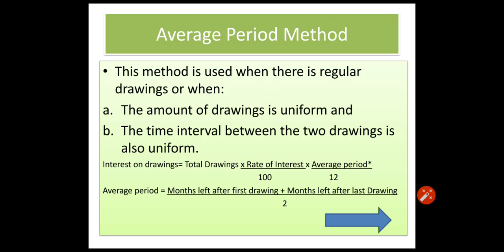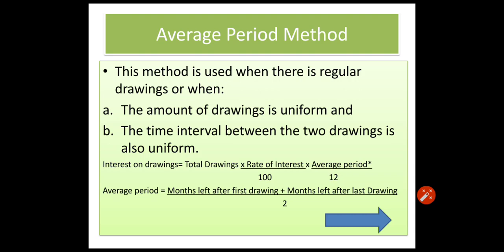Now the next method to calculate interest on drawing is the average period method. We use this method generally when there is regular drawings, that is the amount of drawing is uniform and the time interval between the two drawings is also uniform. Now the formula to calculate interest on drawing by average period method is total drawings into rate of interest upon 100 into average period upon 12.